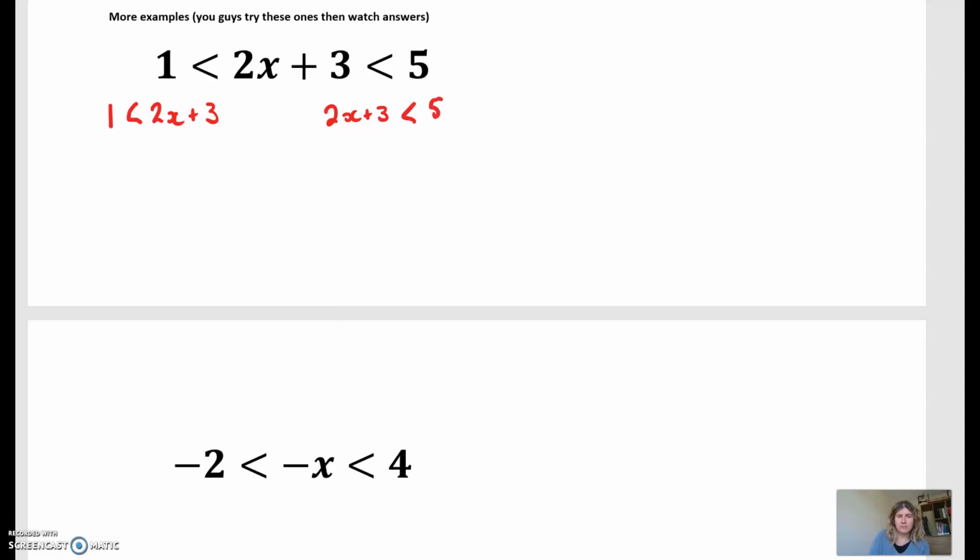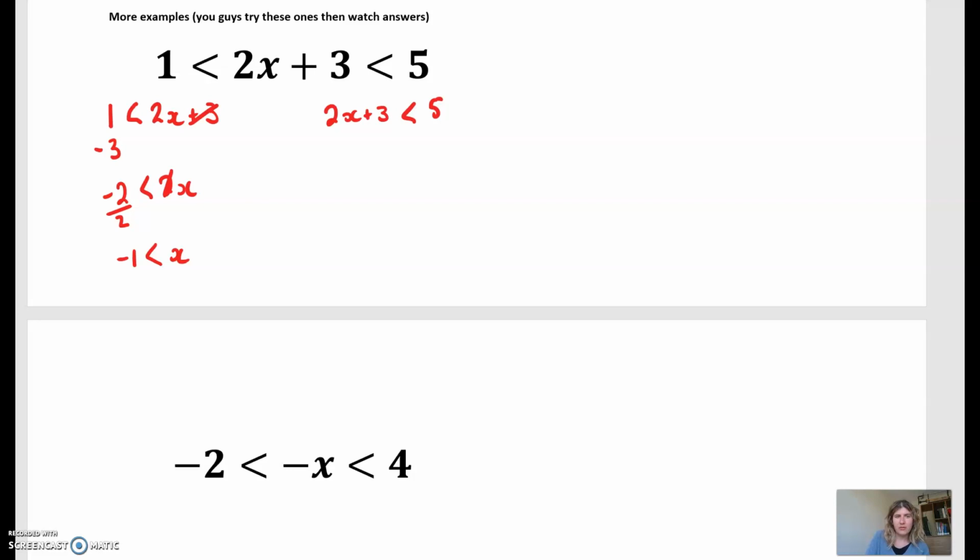So if we do the left-hand side one first, we're going to minus 3. Now, 1 minus 3 is negative 2. 2x. We divide through by 2. So we end up with negative 1 is less than x. Now, just remembering as well, if that was a negative 2, we would have to flip that sign around. But because it's a positive 2 you're dividing by, you keep it the same.